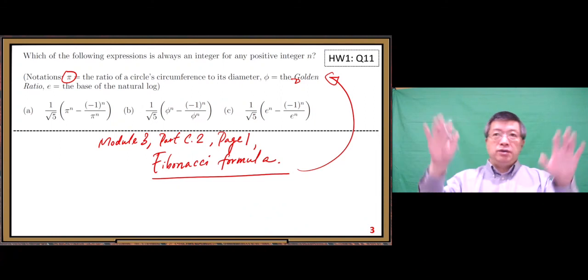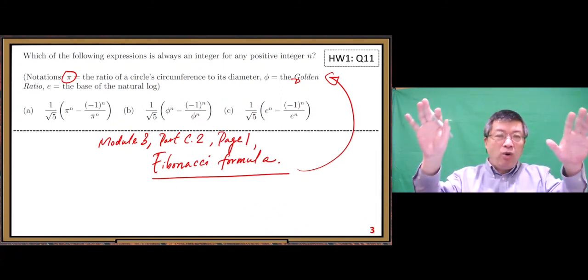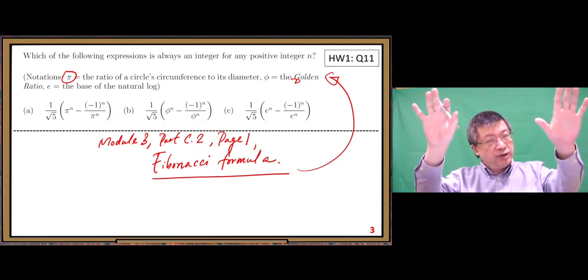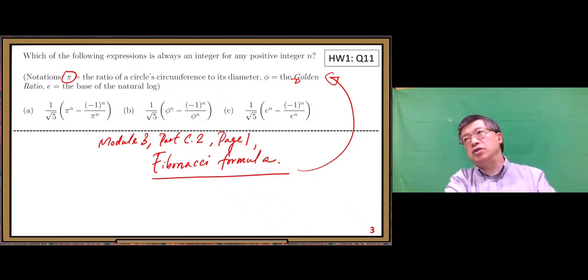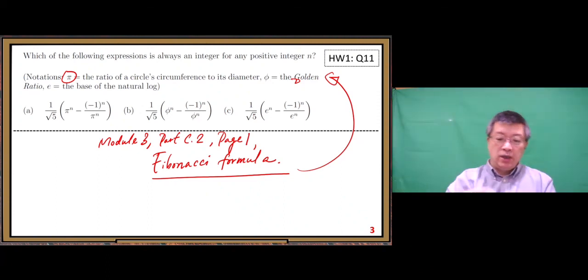All right, so that's D.1, the first 3 questions. D.2, the last 3 questions. Then I won't talk about more questions. 14 out of 25 should be pretty enough for you. All right, so let's stop here.